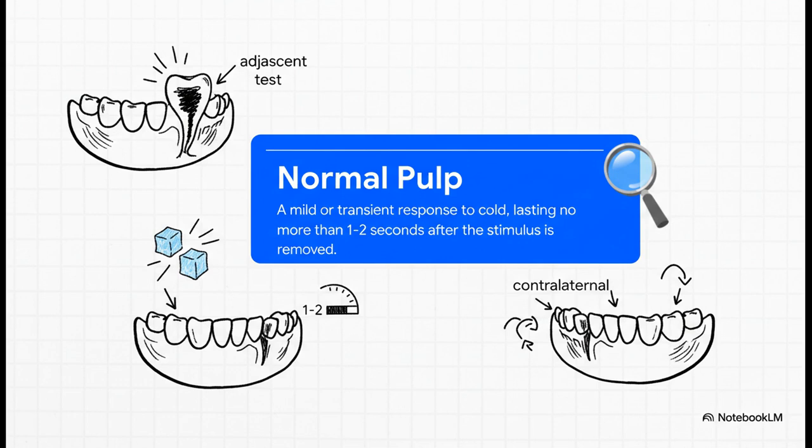So, what does a healthy, normal response look like? Well, for a normal pulp, the patient's going to feel a mild or transient sensation that just disappears almost immediately. We're talking 1 to 2 seconds after you take the cold away. And here's a pro tip, something you absolutely must do. Always test adjacent teeth and the contralateral tooth, the same tooth on the other side first. This gives you the patient's unique baseline for what a normal response feels like for them.